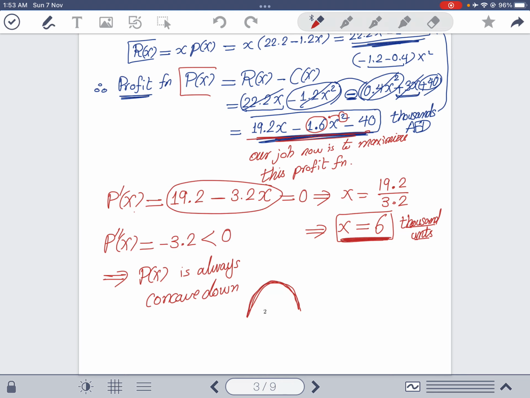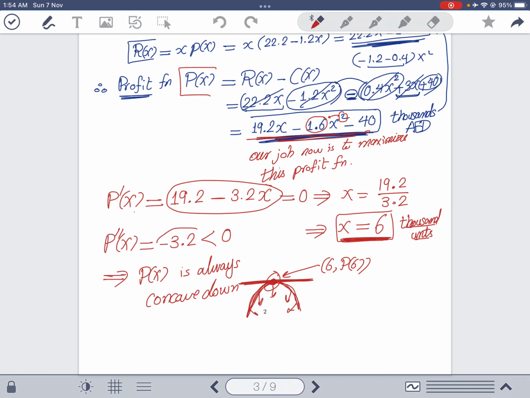Concave down like this. That's when the second derivative is negative. So at x equals 6, we know that it's a place where the derivative is 0, so we have a horizontal tangent, and we know that it's concave down at this point, so it must be a maximum here. The point 6 comma p of 6 is where we have the maximum.